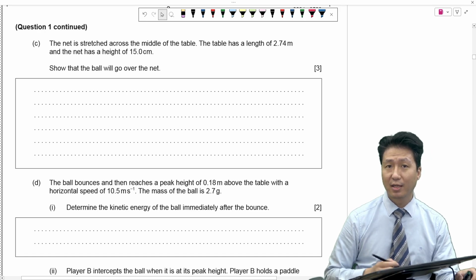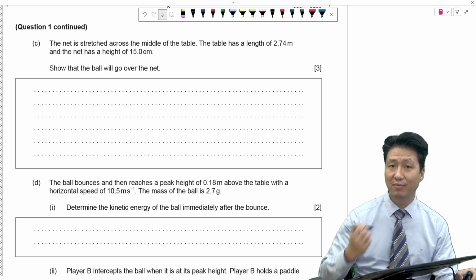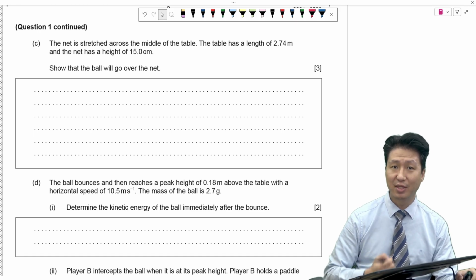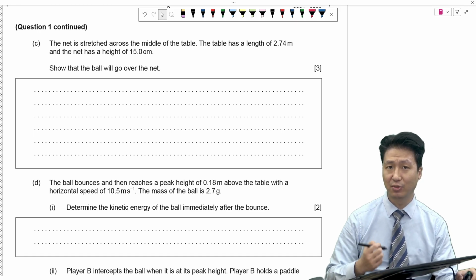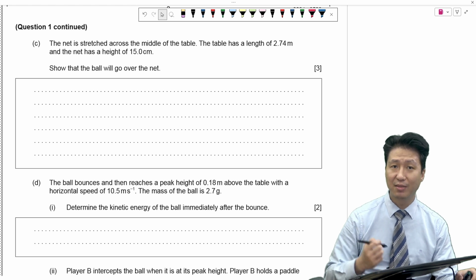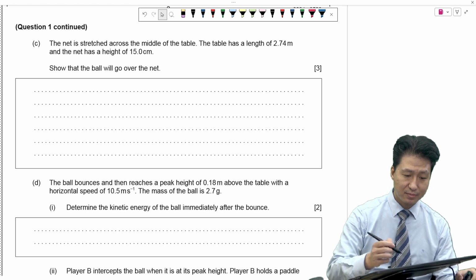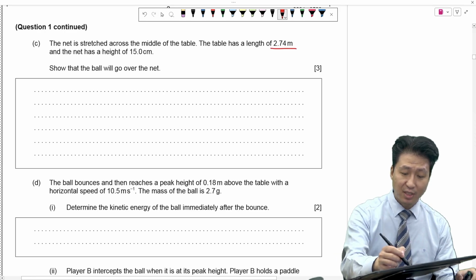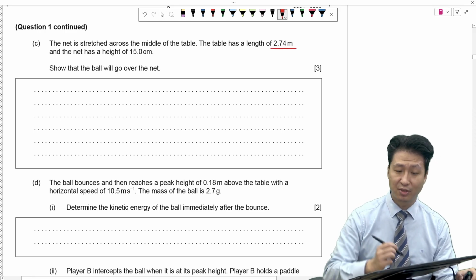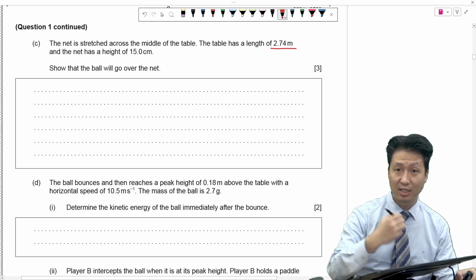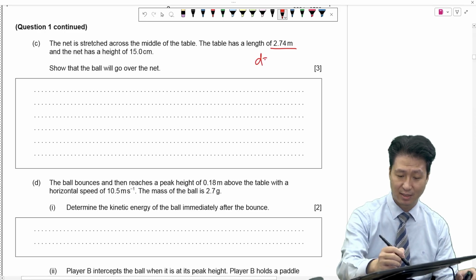Part C, the net is stretched across the middle of the table. The table has a length of 2.74 meters and the net has a height of 15.0 centimeters. Show that the ball will go over the net. So first thing, the length of the table being 2.74 meters means that the distance to the net is exactly 1/2 that.